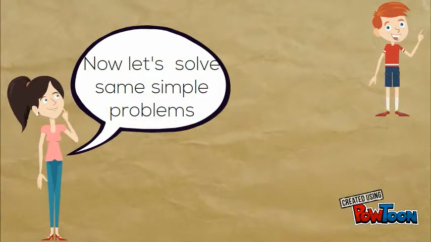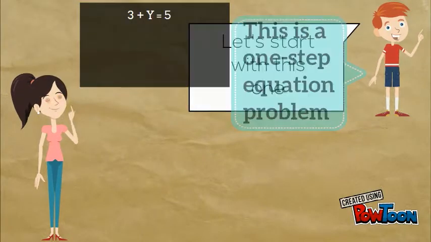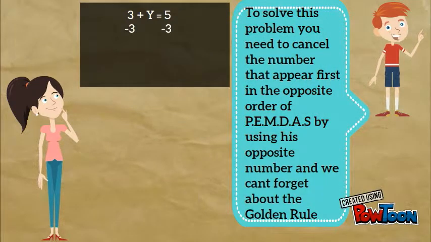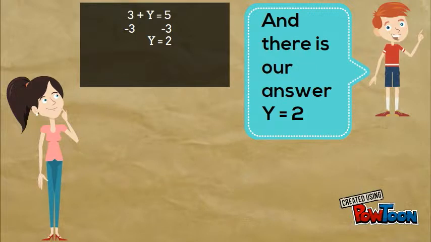Now let's solve some simple problems. Let's start with this one. This is a one-step equation problem. To solve this problem, we need to consult the number that appears first in the opposite order of PEMDAS by using its opposite number, and we can't forget about the golden rule. There's your answer, y equals 2.